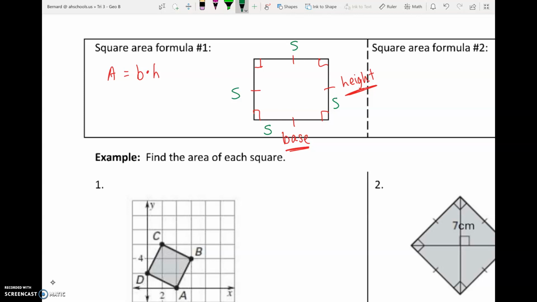Because they're all the same side, they can be labeled as the same thing, right? And so it's literally just S times S. And again, anything times itself is that thing squared. So your area can be thought of as base times height or as just one side squared.